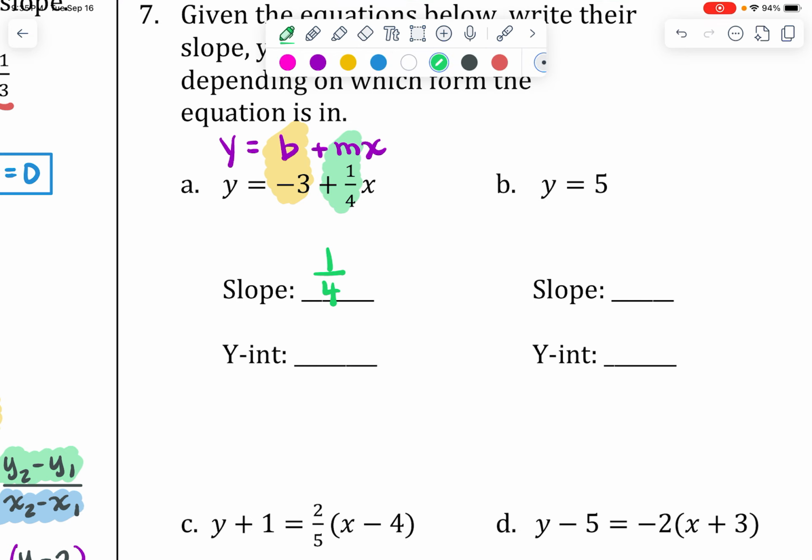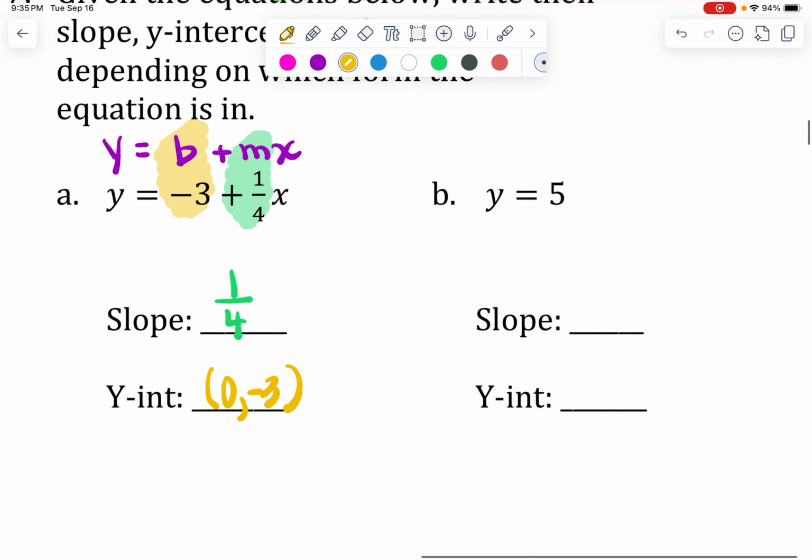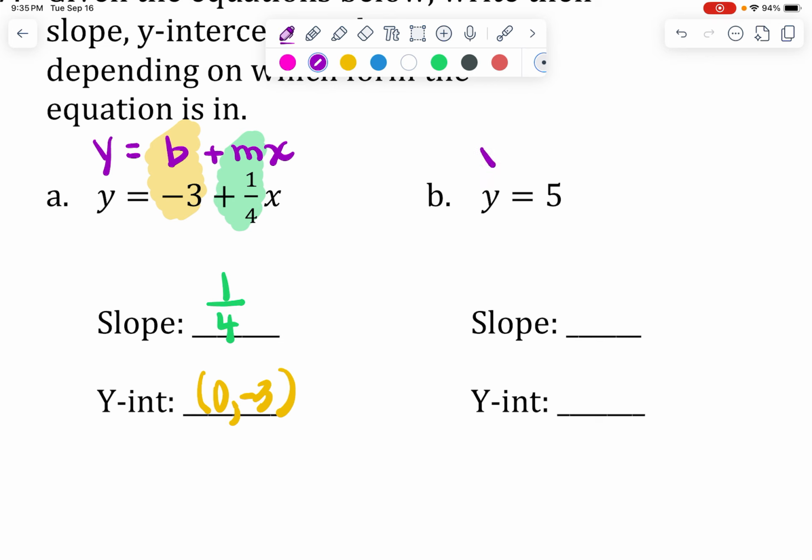I'm going to erase this. Sorry, I'm going to color code this so it's maybe a little easier to read. 0, -3. Okay. All right. B.